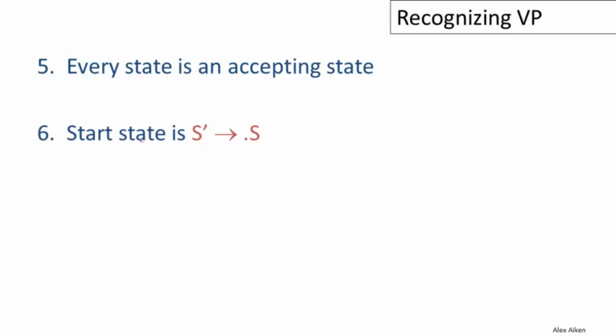And finally, the start state of this automaton is the item S prime goes to .S. So remember, the states of the machine are the items of the grammar, and this is why we added this dummy production, just so that we could conveniently name the start state.